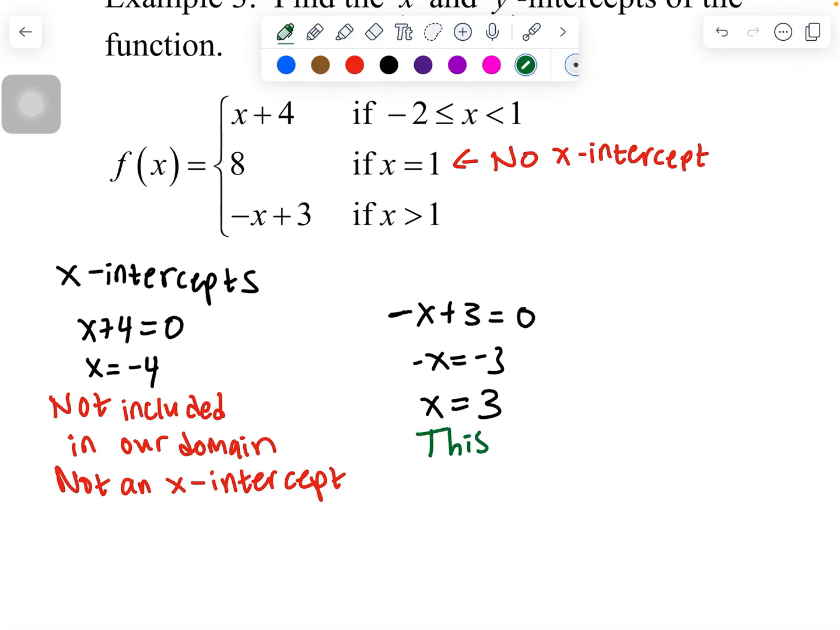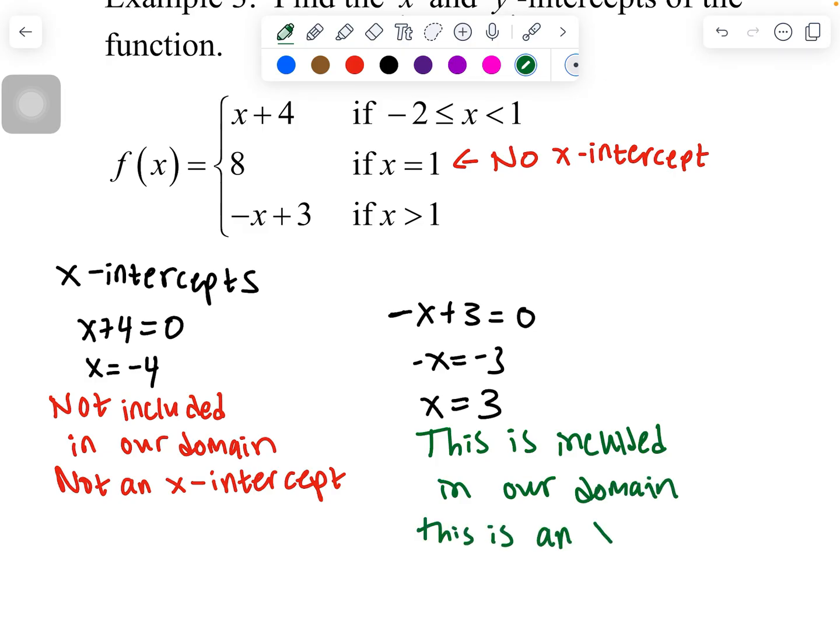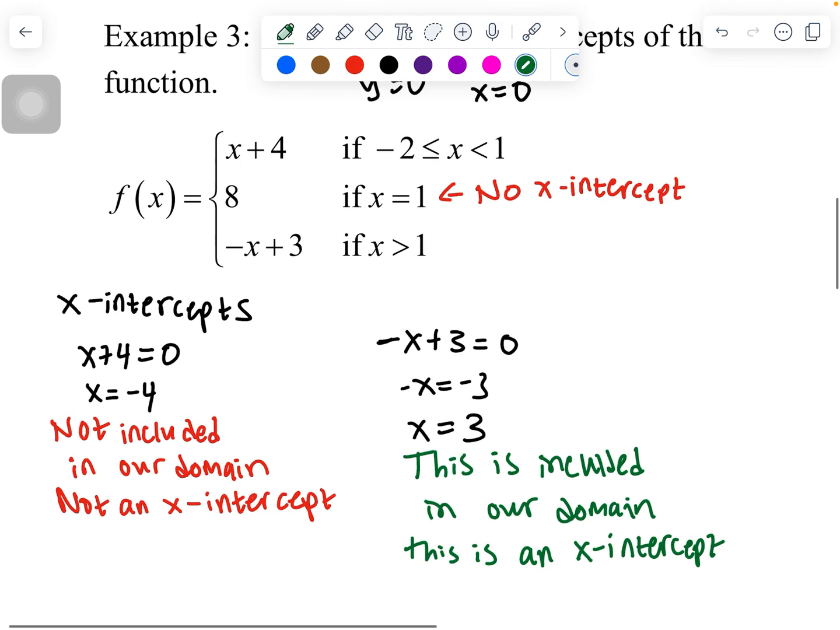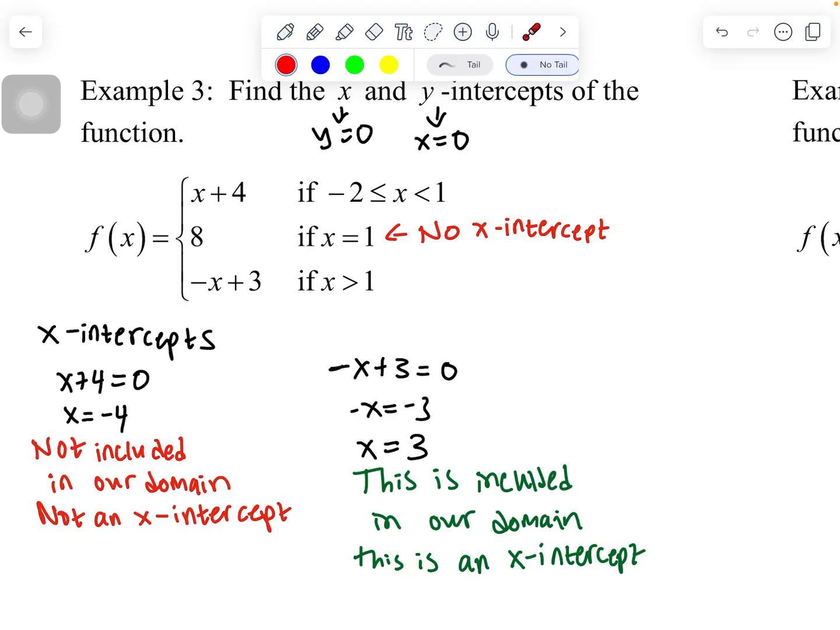So this is included in our domain. So this is an x-intercept. The tricky thing about x-intercepts with a piecewise defined function, again, is that whatever value you find, make sure it works in the inequality that you're given for that piece. So that's the tricky thing about x-intercepts.